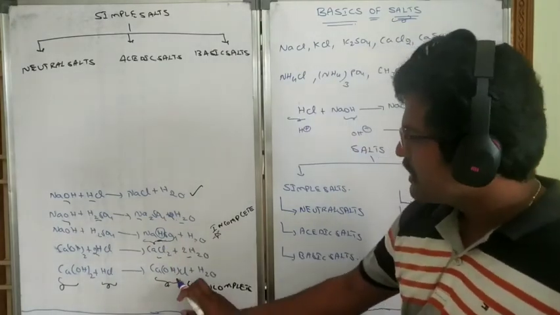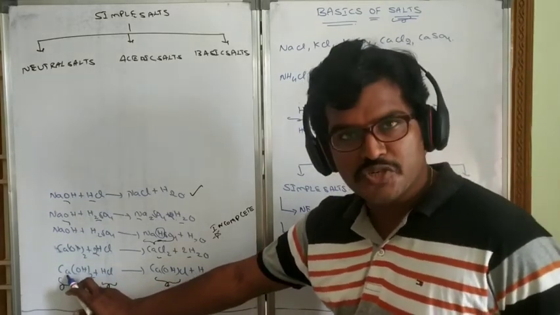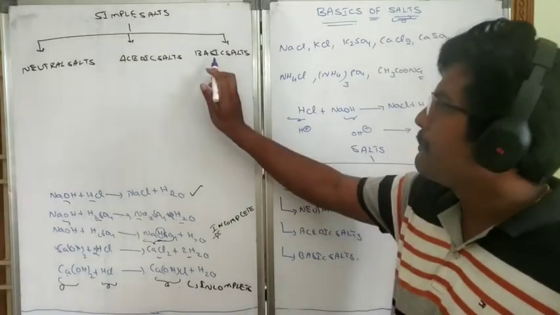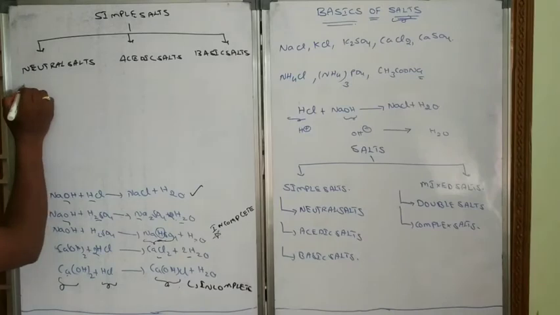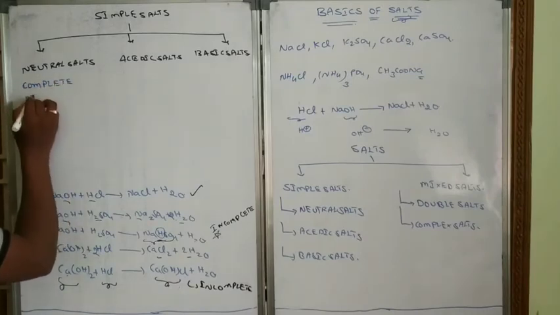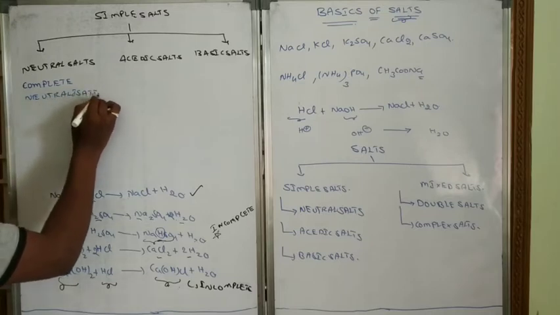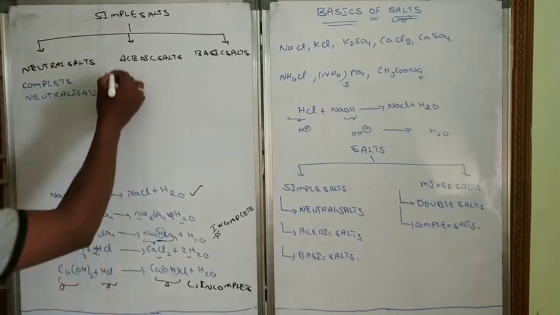And here you see there are some salts which are formed by incomplete neutralization of base with an acid. They are known as the basic salts. So let us see, neutral salts are formed by complete neutralization. So salts which are formed by complete neutralization are called the neutral salts.